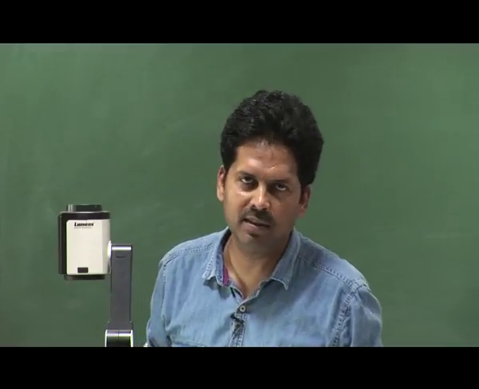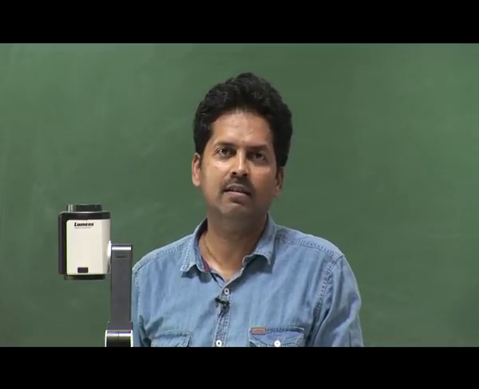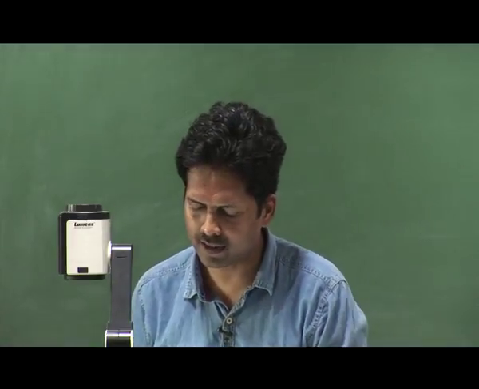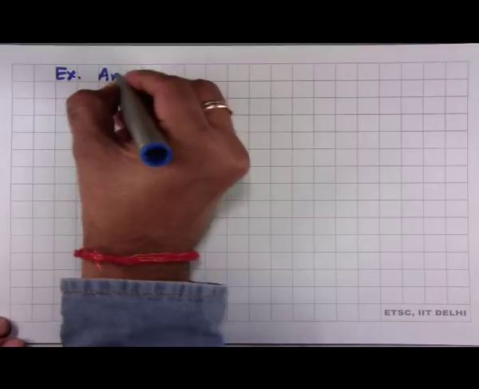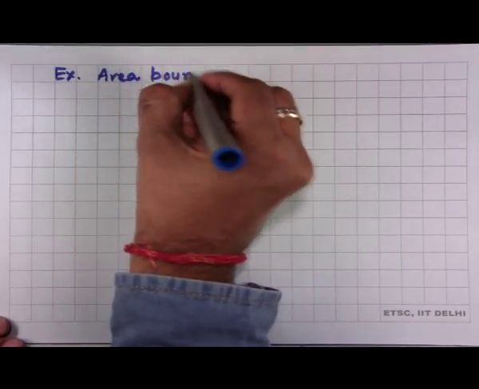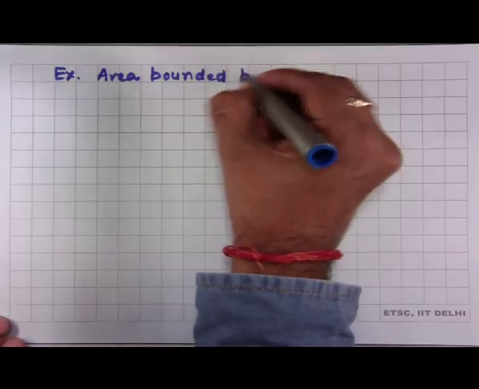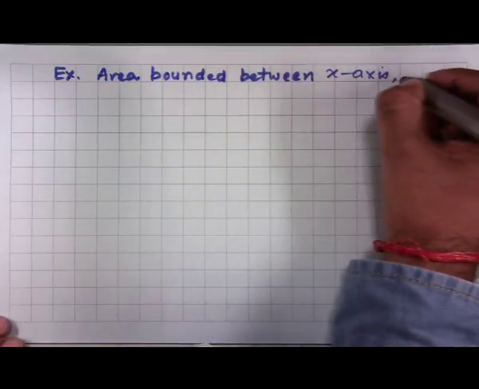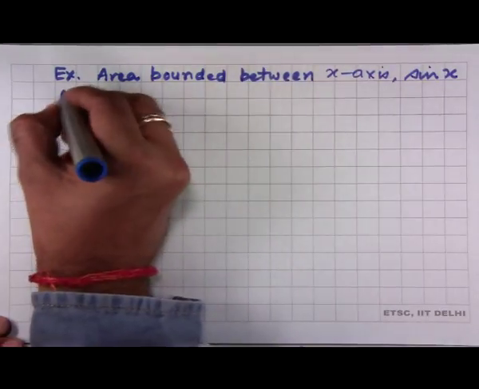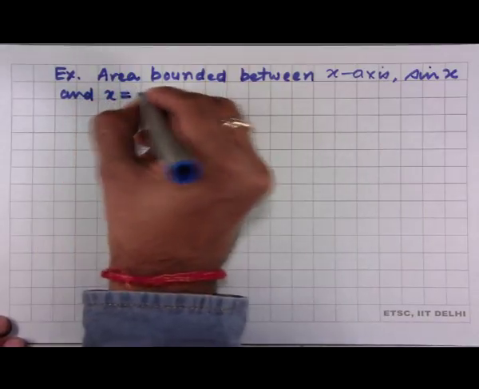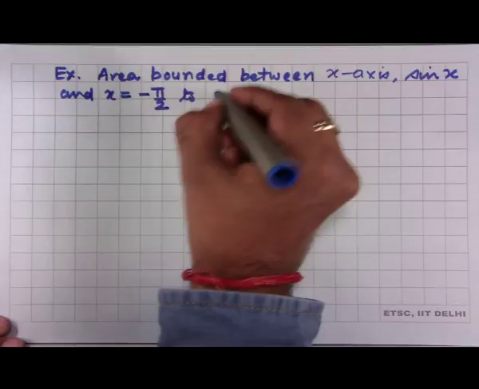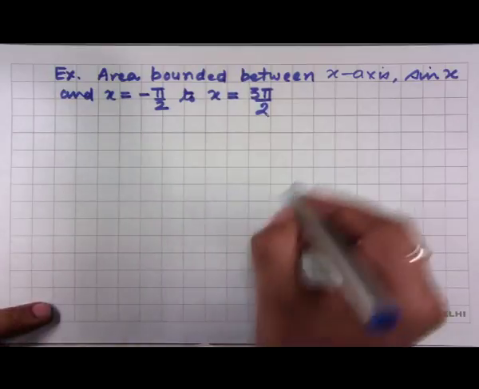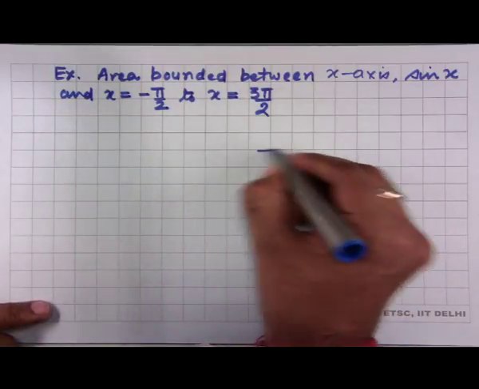Now, let us take another simple example of a function which changes its sign and lies above and below the x axis, and see how the area can be computed. Let us take a simple example. Find out the area bounded between the x axis, sin x, and x equals to minus pi by 2 to x equals to 3 pi by 2. So, let us draw the curves.